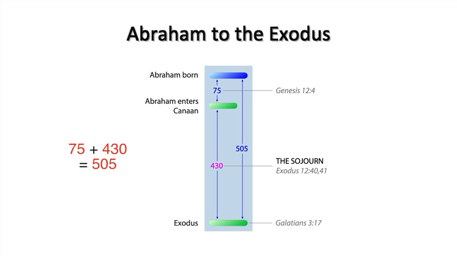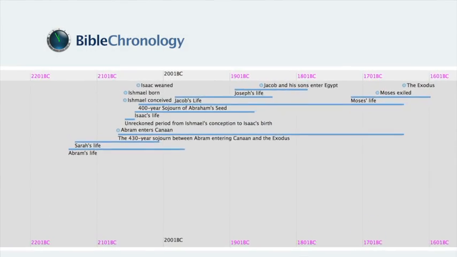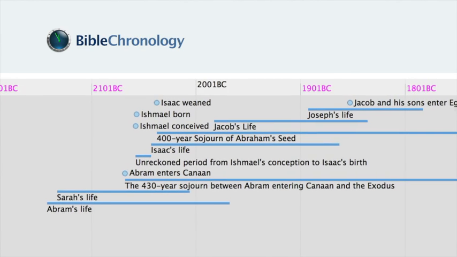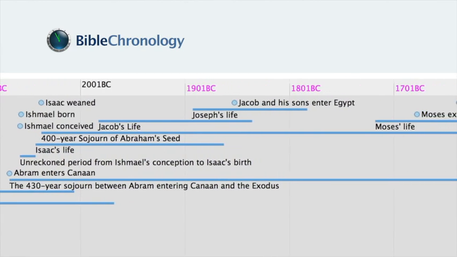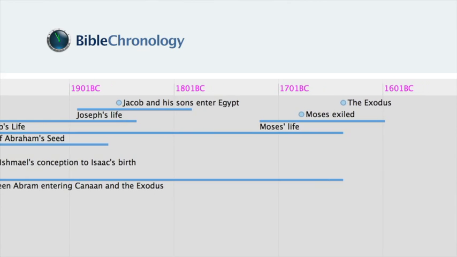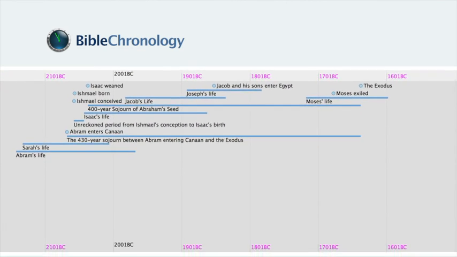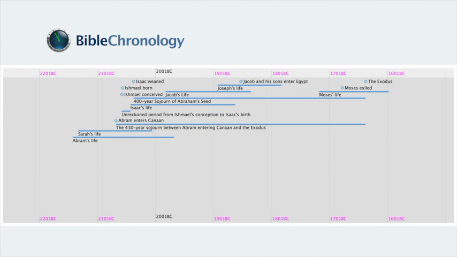So simply adding those two numbers together gives us the 505 years. Alternatively, if we add them up separately, we get 75 years, then 10 years, then 1 year, then 14 years, then 5 years, then 55 years, then 91 years, then 110 years, then 64 years, then 40 years, and then the final 40 years. And if we add that up, we get 505 years.